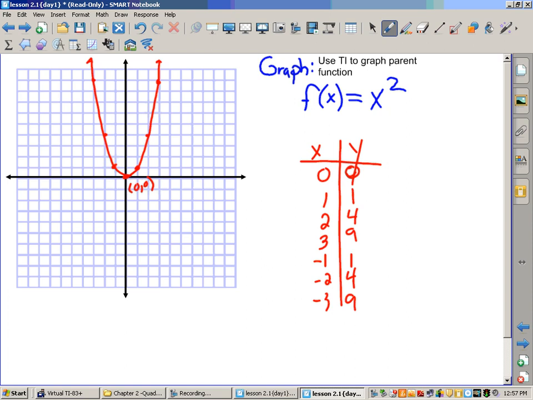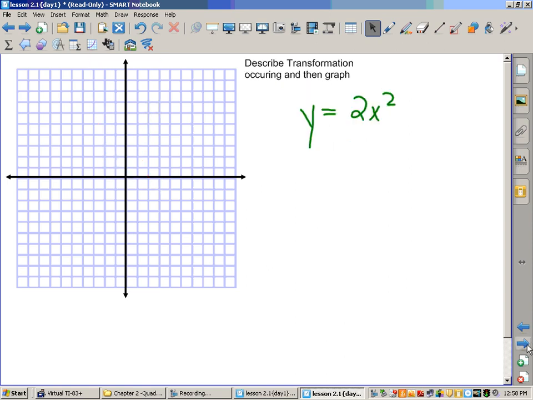Alright, this is what we call the parent function for a quadratic. This is the shape you're going to have to draw when we're transforming quadratics. When I mean transforming them, today we learned how to stretch them, compress them, reflect them, and translate them up and down. Horizontally stretch them, vertically stretch them. Horizontally compress them, and vertically compress them. That's translated.